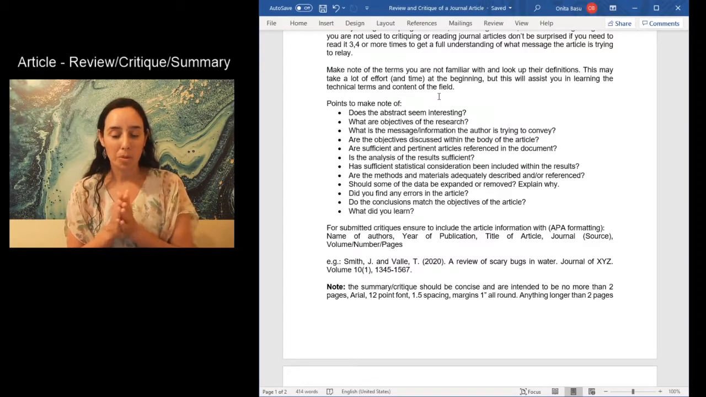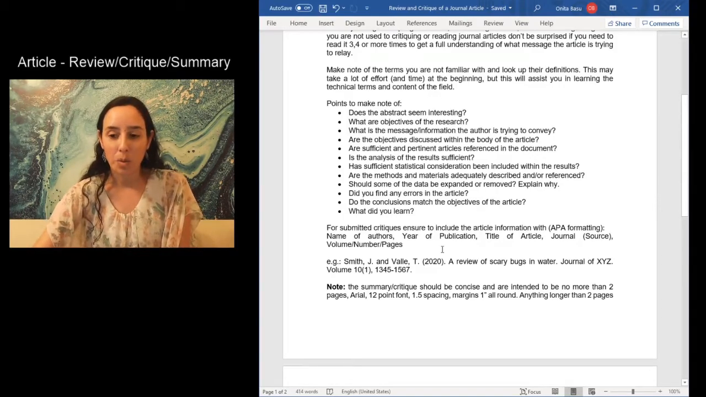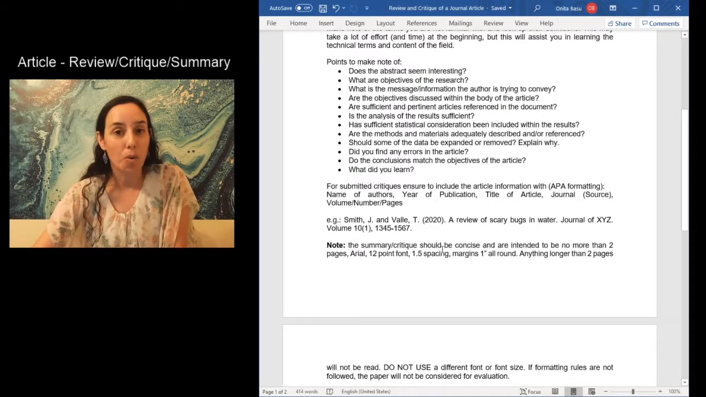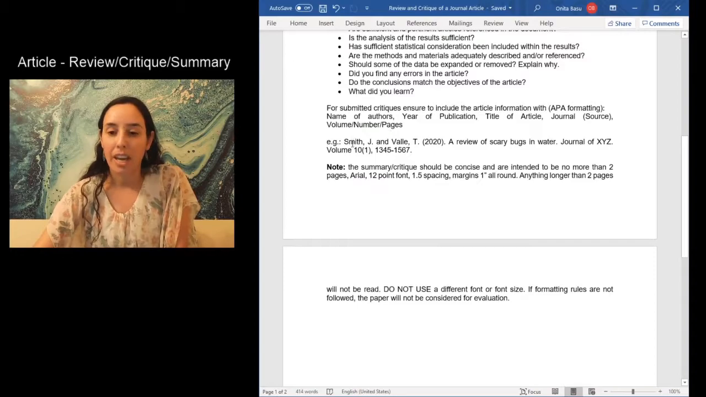So, a couple of important points for the course. When you submit the article to me, you need to make sure you reference, just in the title, the article itself. I am going to be using APA formatting with this course, and I've given you an example of what that looks like. Essentially: author, publication year, title of the article, the journal, the volume and the issue number, and then the page number.